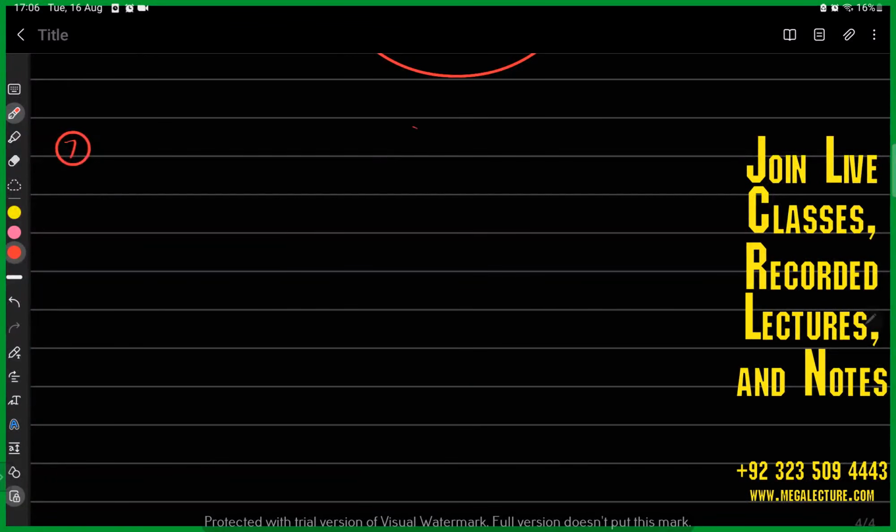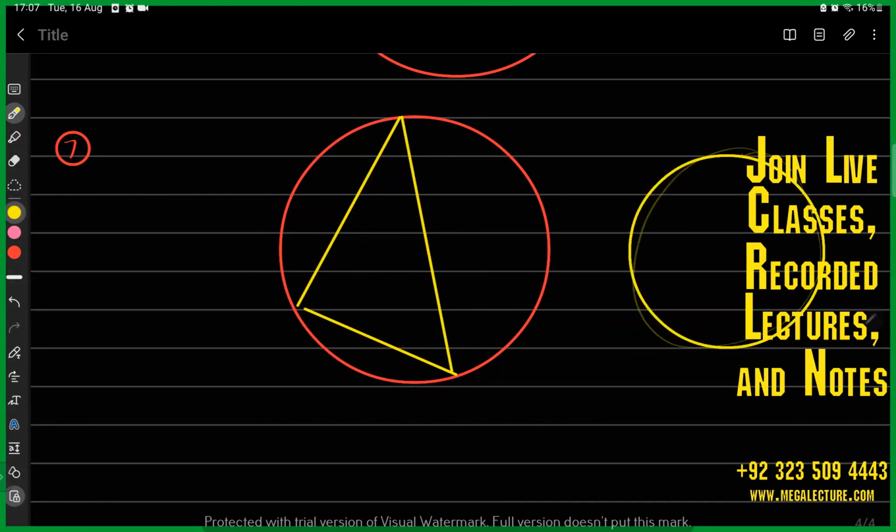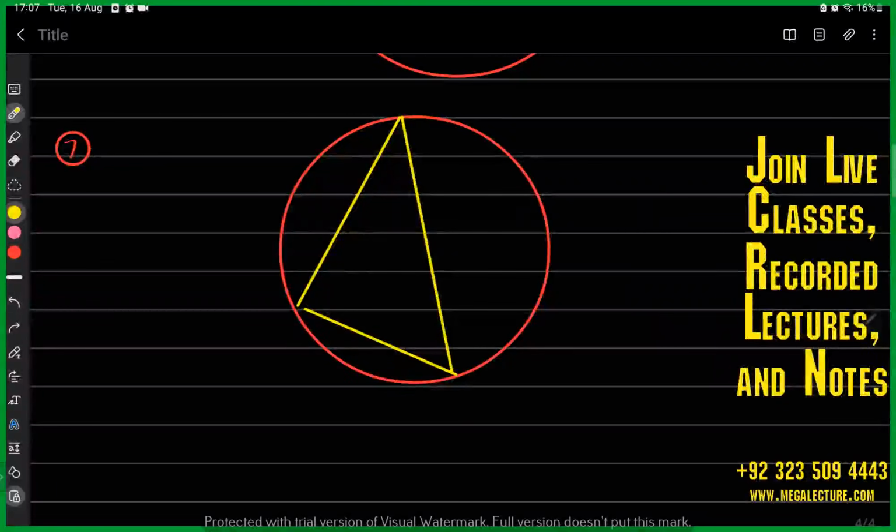Okay. So you have a circle, and then there's this triangle. And let me just make the triangle completely. So I have a circle and I have a triangle. Now look at the triangle first. The three vertices of the triangle are touching the circumference of the circle, right? It is not like this, that this is my circle and this is my triangle. No, it's not like this. It's the other way around. The three vertices of the triangle are touching the circumference of the circle.